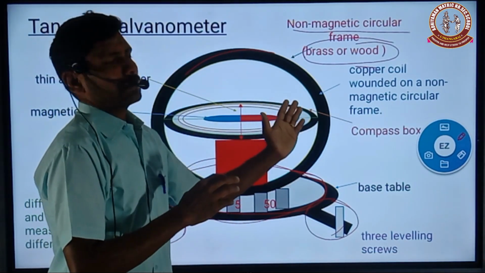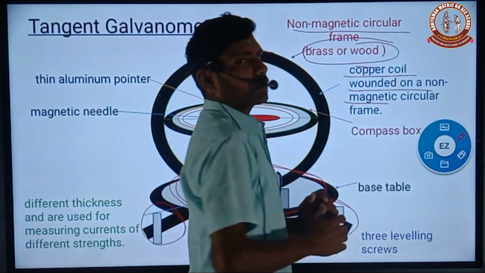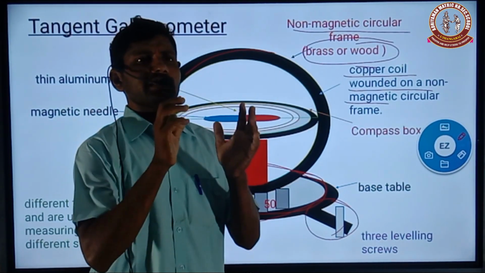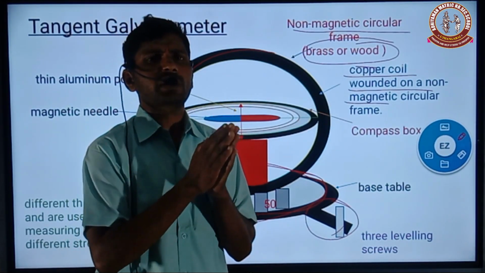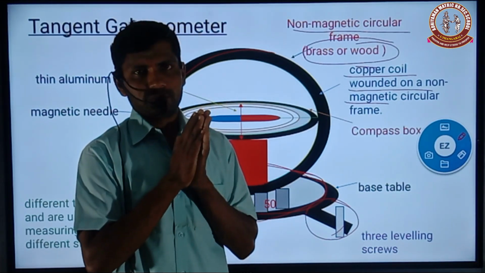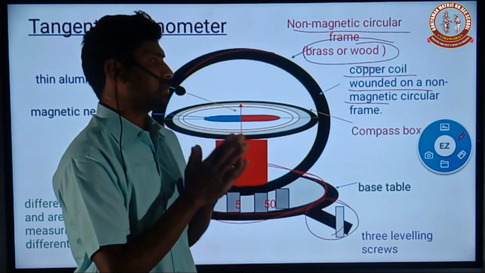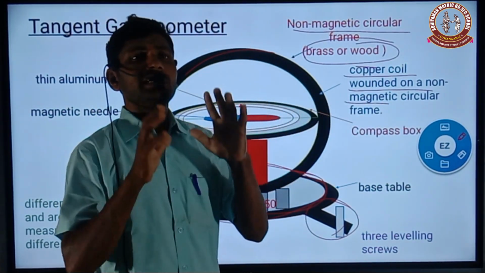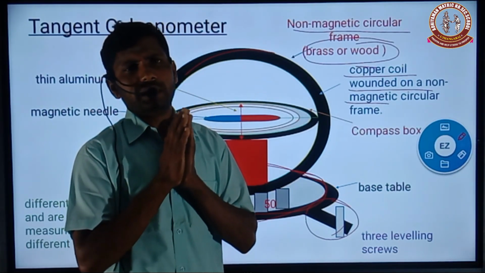Then a copper coil is wound inside the non-metallic frame with different numbers of turns. The different numbers of turns are used to measure different strengths of current.